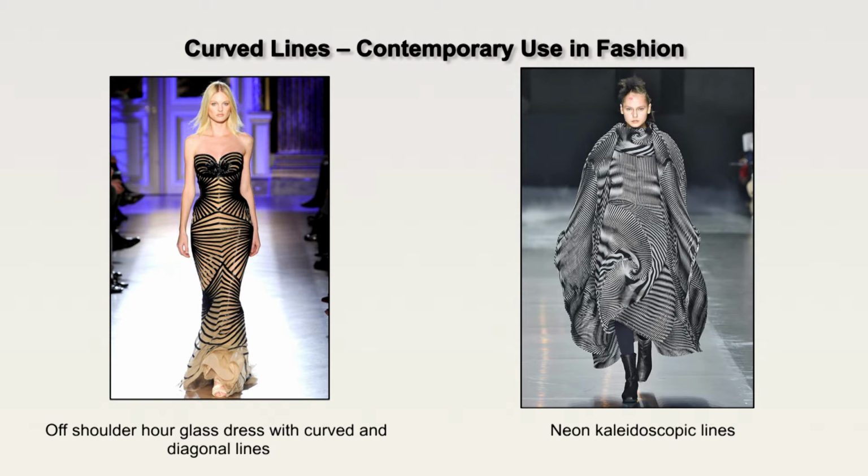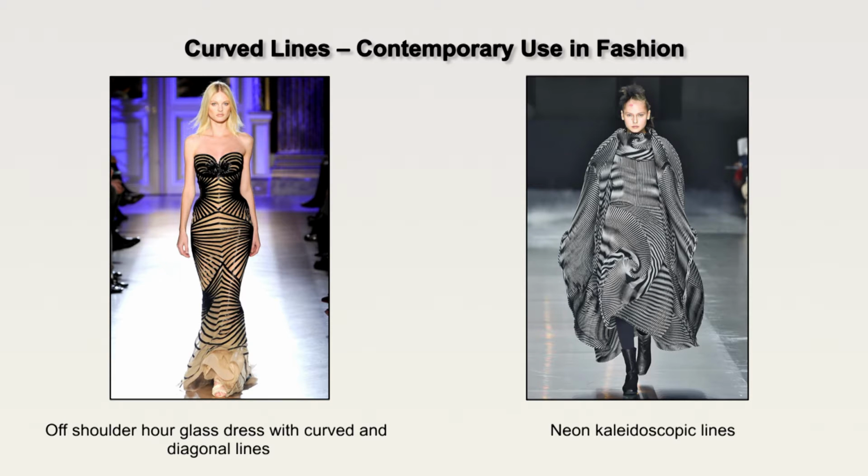The picture on the right shows Issey Miyake neon kaleidoscopic lines. Please note how by just the use of different curved lines in different thickness, color and curvature, a kaleidoscopic effect has been created. The picture on the left is an off-shoulder hourglass dress with curved and diagonal lines.